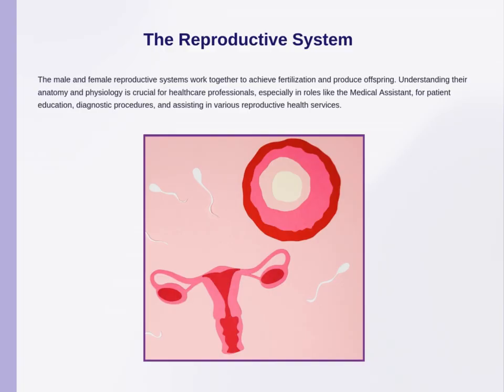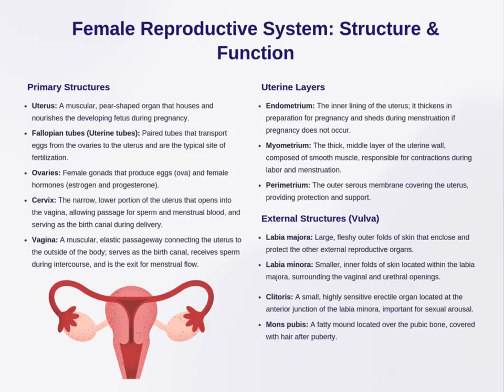Moving on to the reproductive system. The male and female reproductive system work together to achieve fertilization and produce offspring. Understanding how each of these works separately is really important, especially depending on where you go to work as a medical assistant. If you go to work in an OBGYN clinic or a women's health clinic, you're really going to want to be familiar with these things. All right, so we're going to talk about the female reproductive system first. We're going to talk about the primary structures, the anatomy, and then some of the physiology related to that.